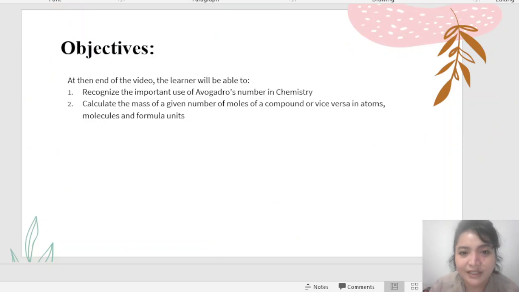For our objectives, at the end of the video, you will be able to learn the important use of Avogadro's number and you will be able to calculate the Avogadro's number in terms of the atoms, molecules, and formula units.